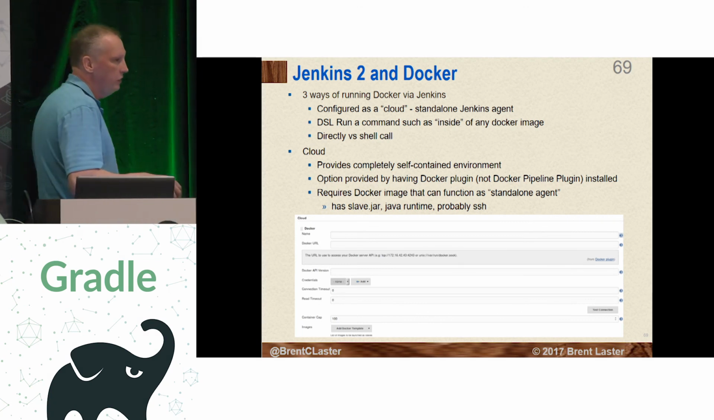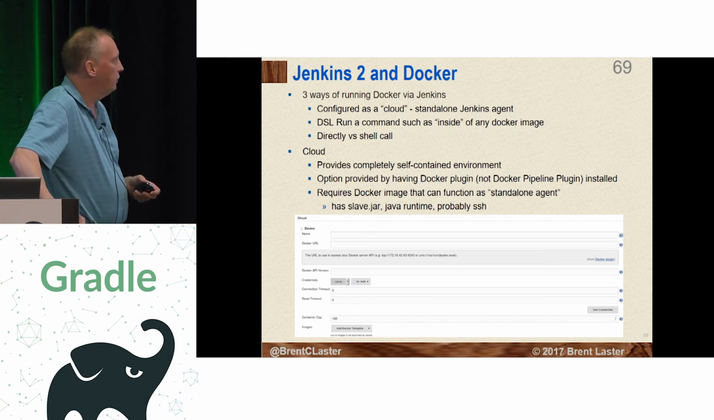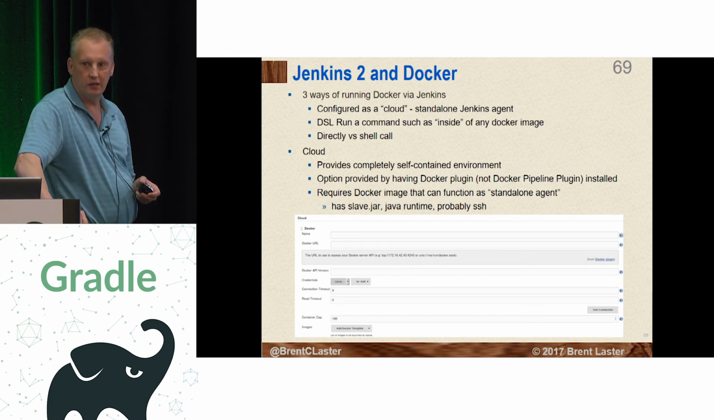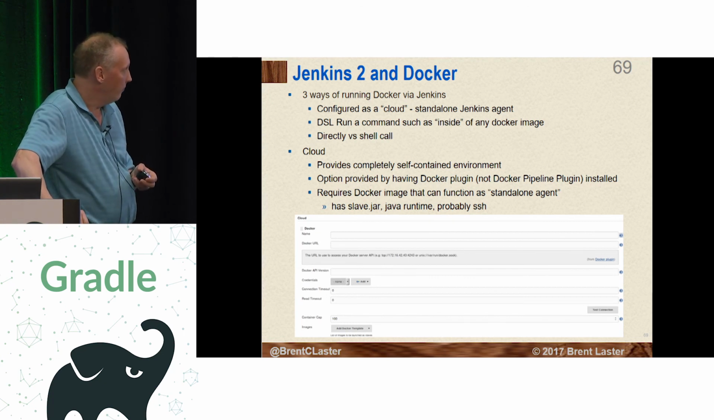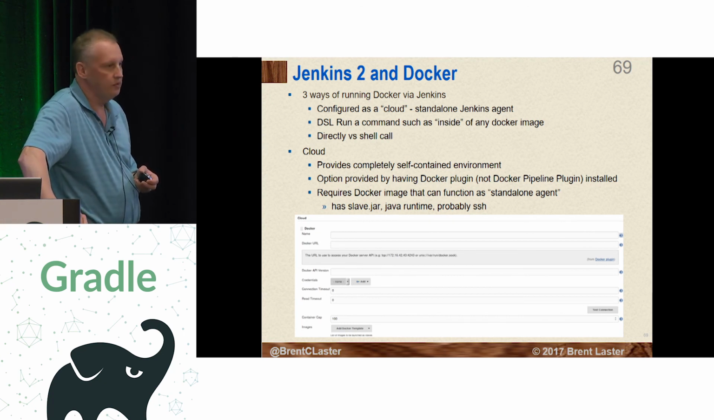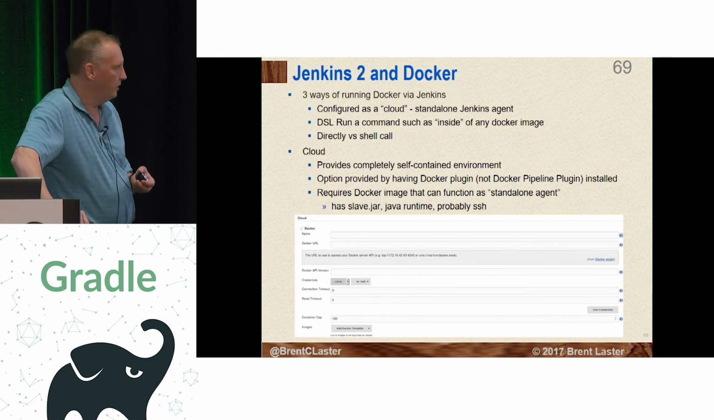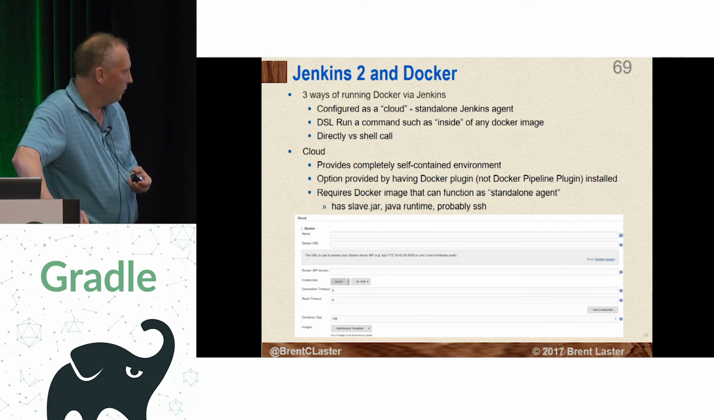All right, so Jenkins 2 and Docker. Three different ways of running Docker with Jenkins. One is you configure what they call a cloud. Now their definition of a cloud is essentially a Jenkins slave node that's running as a Docker image. It's essentially a Docker slave out there running Jenkins. You can also run it with built-in commands. If you have the Docker pipeline plugin installed, not the Docker plugin, the Docker pipeline plugin, Jenkins will have a built-in Docker instance that you can then run steps against. They call it a global variable. It's an instance in there. And then you can also just, of course, call Docker by the shell.